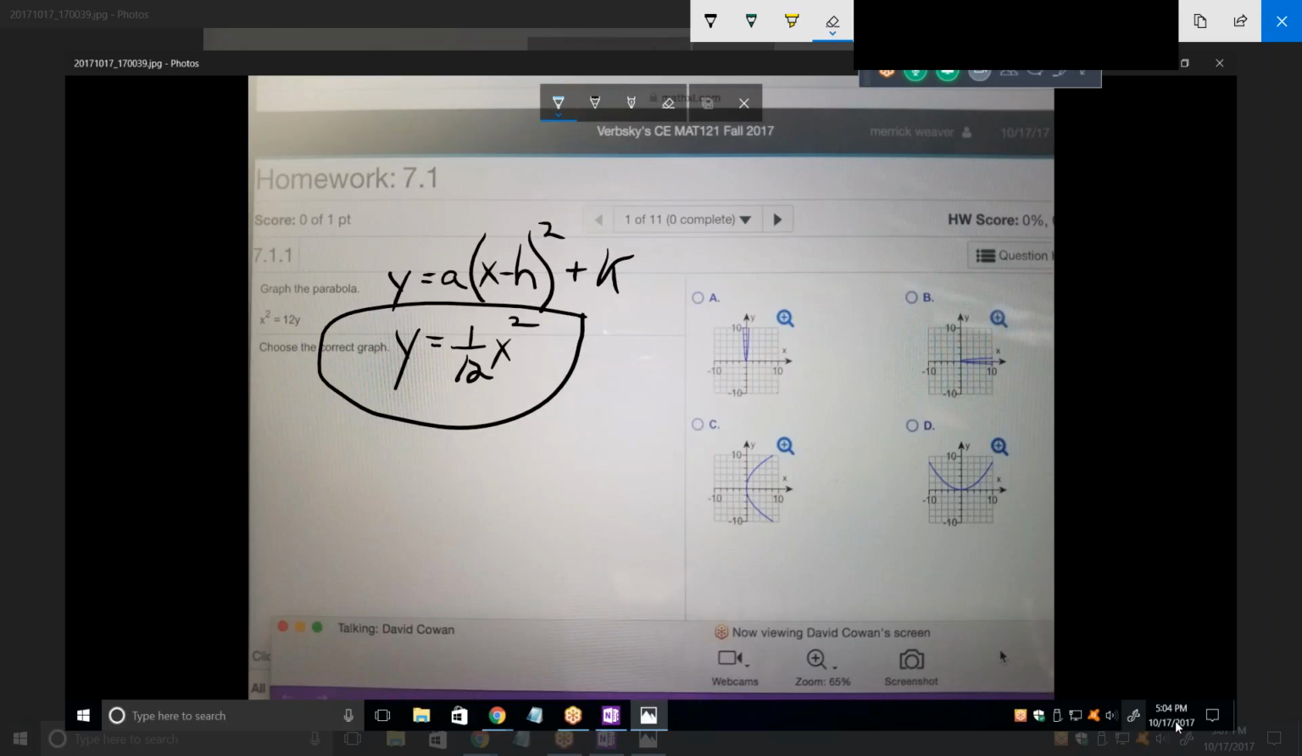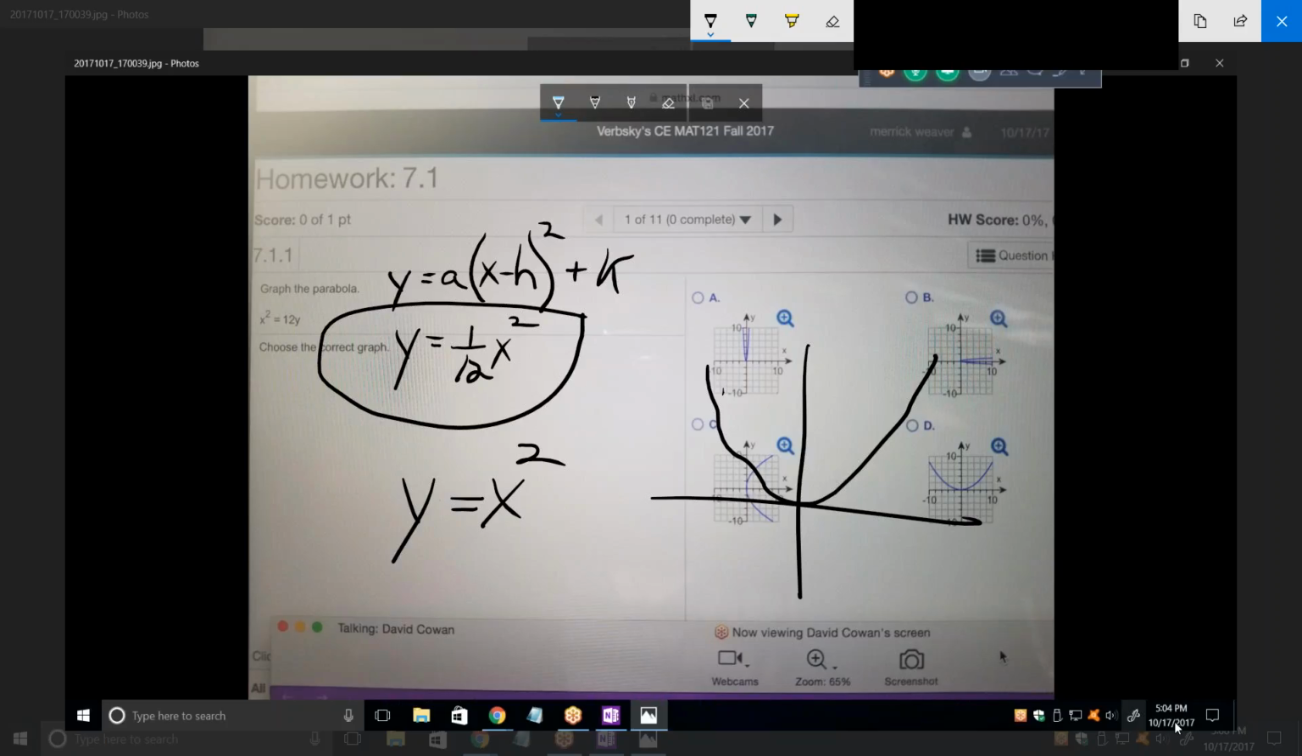What's the difference? The biggest difference is the one that you've been learning for years, y equals x squared, which is just a graph with a parabola going through the origin, the vertex, and it looks like that. That's the parent function. If we were talking transformations, that would be the parent function.